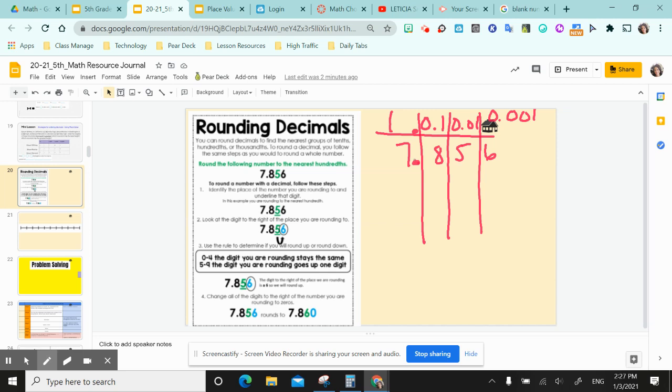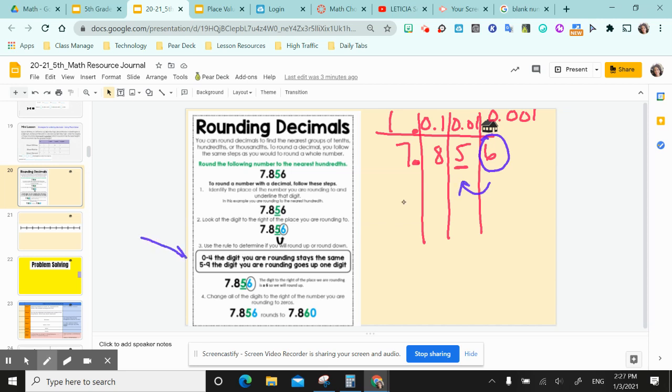In this case, you're going to be looking for the hundredths place. So I know the 5 is in the hundredths place. I am going to determine, is the 5 going to stay the same, or am I going to add one more to it? But the way that I'm going to figure that out is by looking to the next smallest place value. In this case, the thousandths, which is a 6. The 6 is going to tell me what to do to the 5.